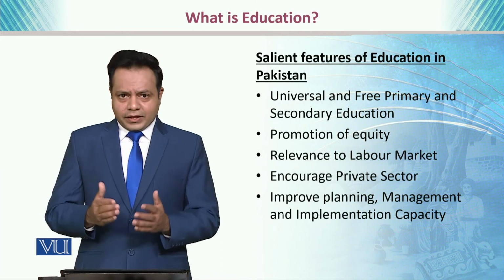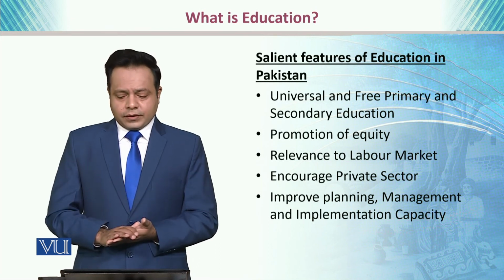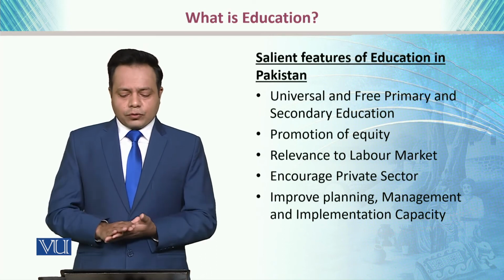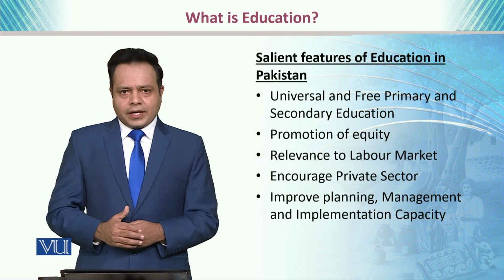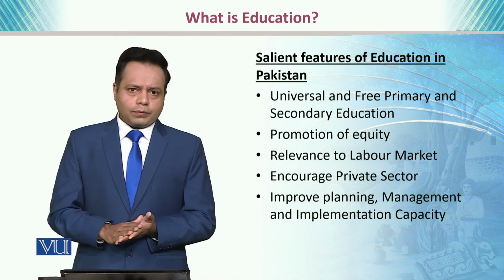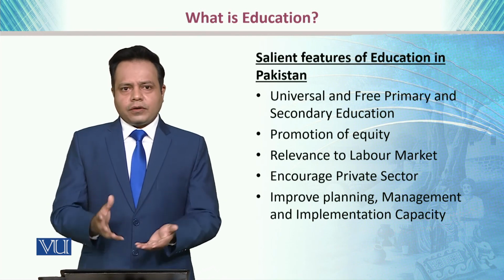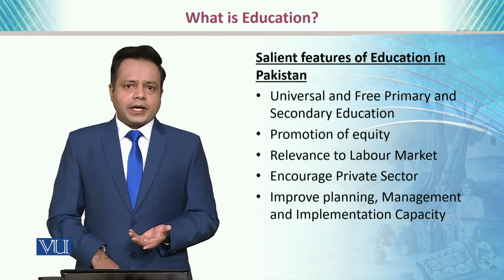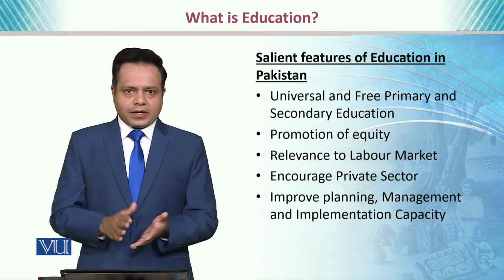So here are some of the salient features of education in Pakistan. Number one, it is universal and it is free at the primary and secondary level, and the education system promotes equality across all regions and across gender as well as across the age groups. And then the relevance, it has pretty much relevance to our job market or labor market, and it encourages the private sector as well to be part of imparting education, and it helps us improve the planning, management and implementation capacity that we need to have for our different developmental projects.